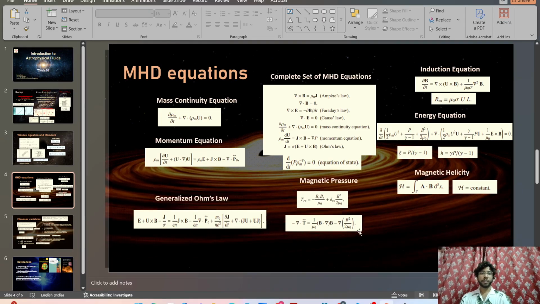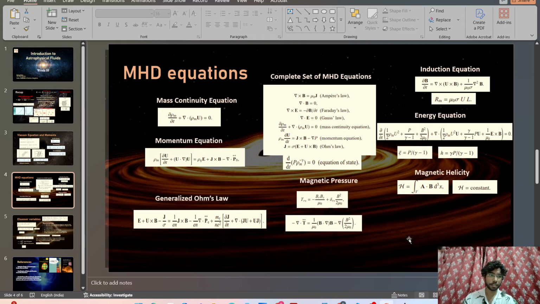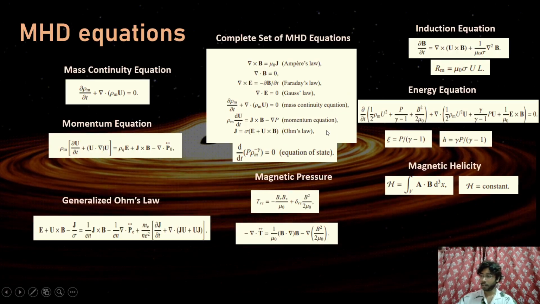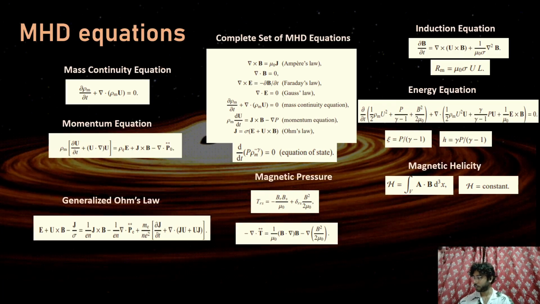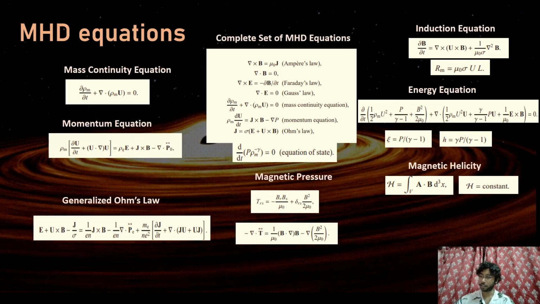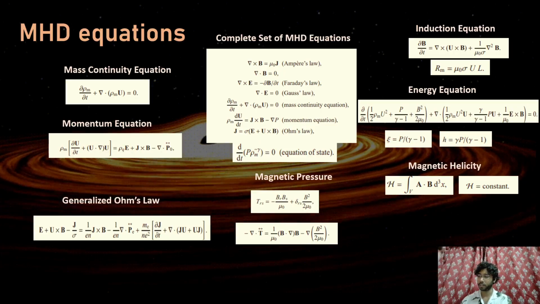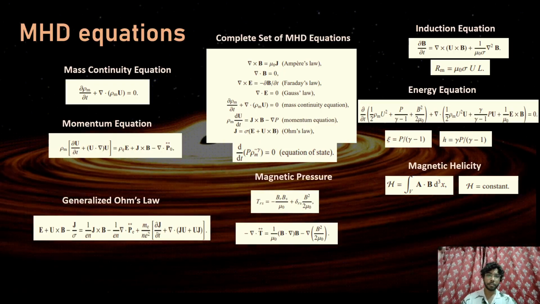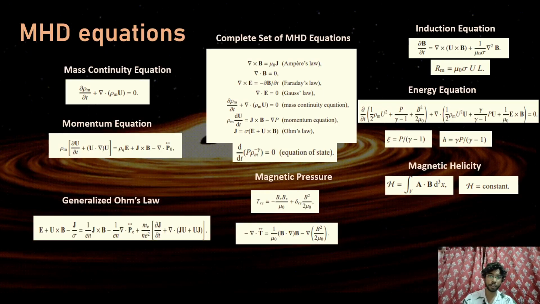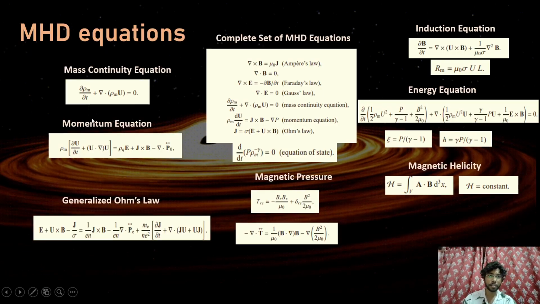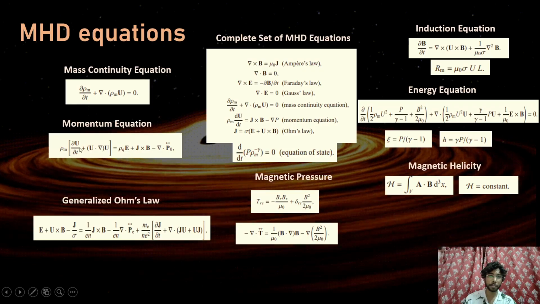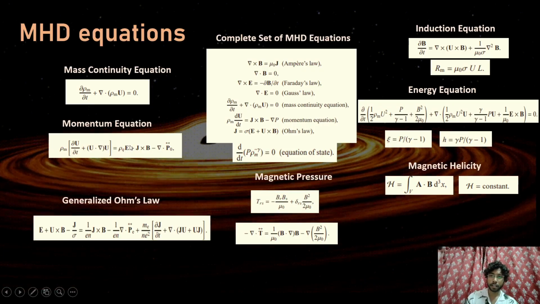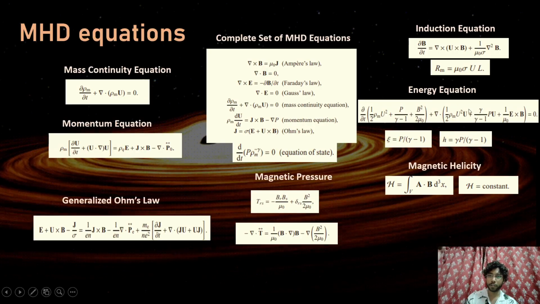Okay, moving on to the next topic, which is the MHD equations. How can we derive the MHD equations from the moment equations that we just saw? We'll do the MHD equations step by step. This is the mass continuity equation and this is the momentum equation. We will do these two first and then later go on to the energy equation.